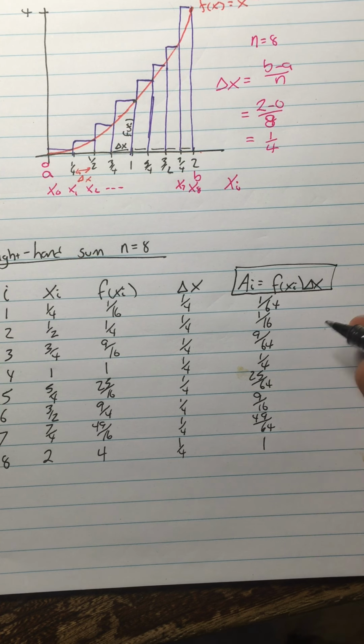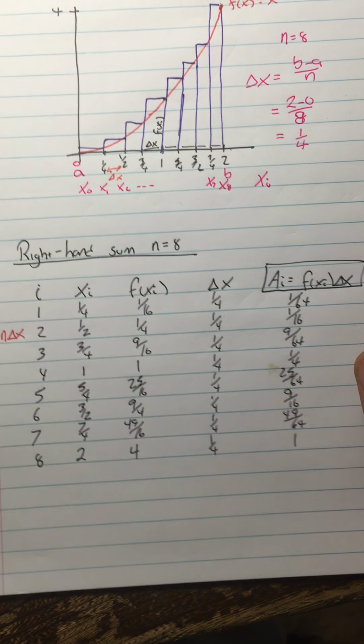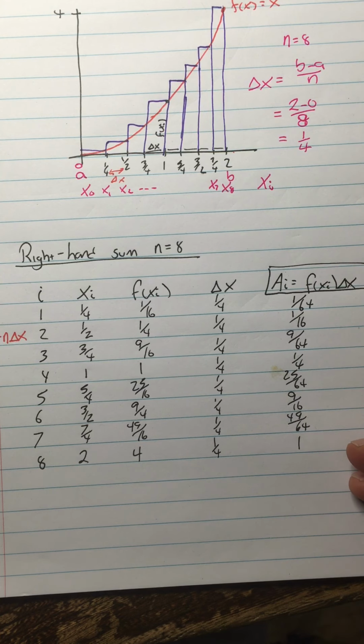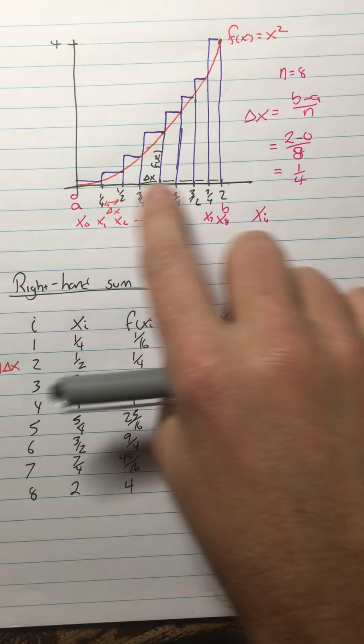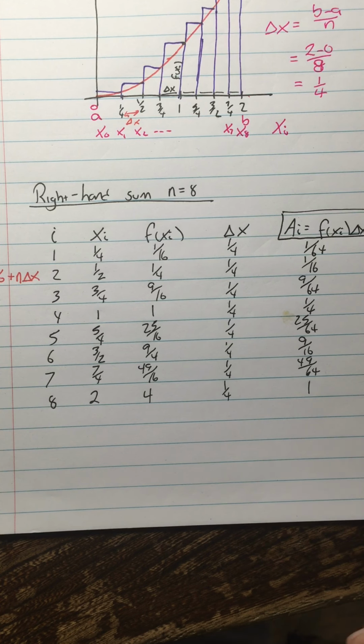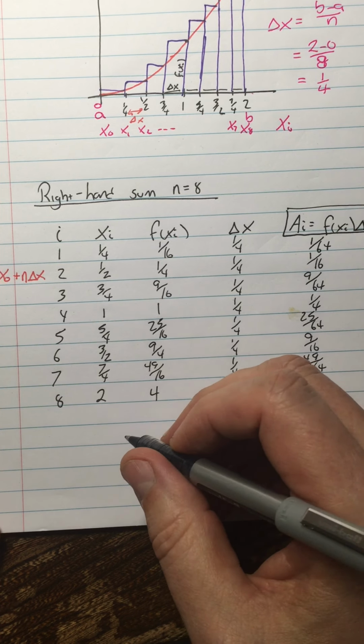Now I want to add them up. That's the next step, and then I've got my area estimate. This is doing a Riemann sum, a right-hand sum with 8 rectangles on this function on the interval 0 to 2. All right, so here are some cool things I can write.